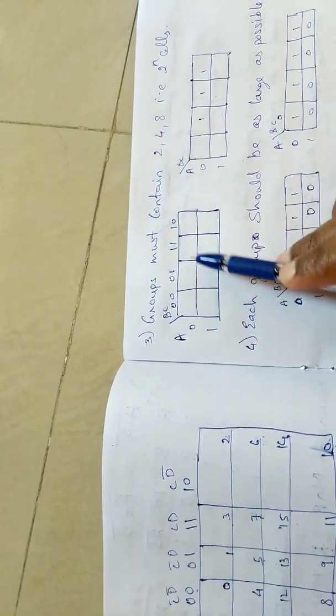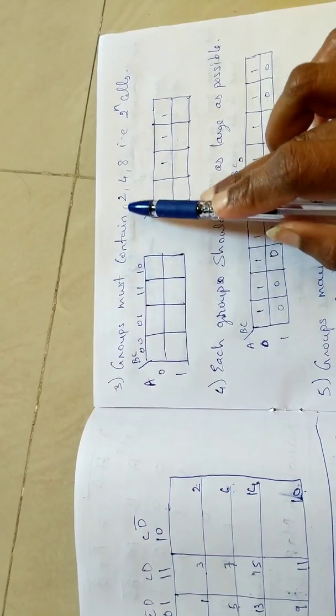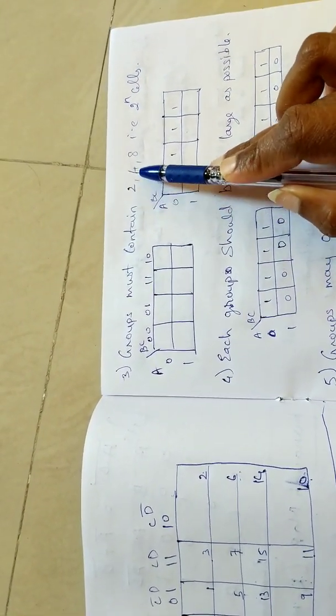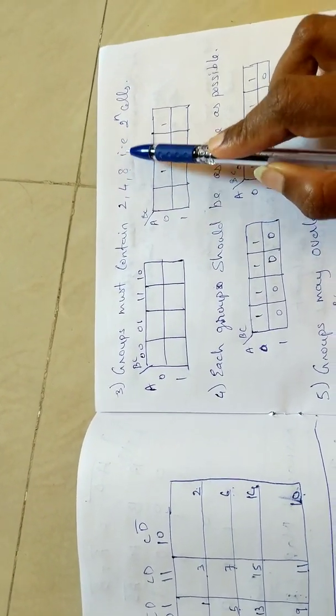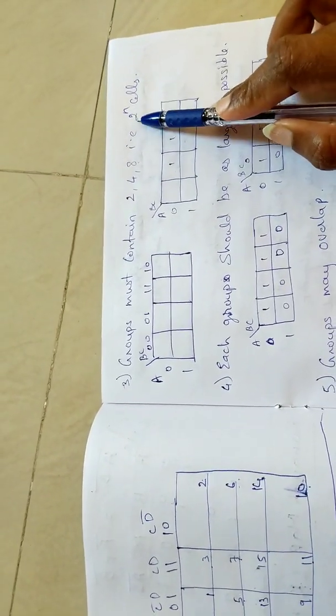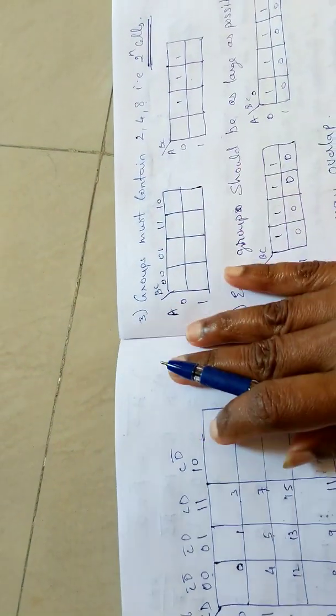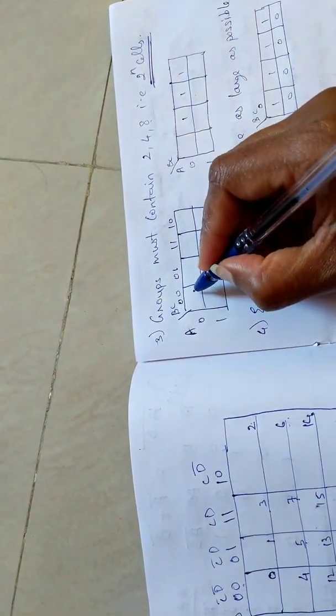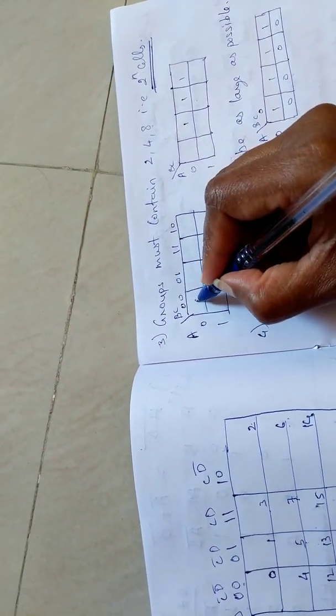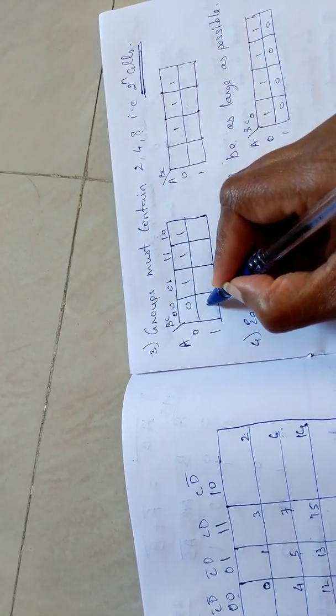Okay, suppose I have it like this. So what I'm telling is, groups must contain either 2 ones, 4 ones, 8 ones, like this. That means 2 to the power of n cells. This is what I wanted to tell, 2 to the power of n cells. So the group should be in that way. Suppose I have an input like this, you imagine.